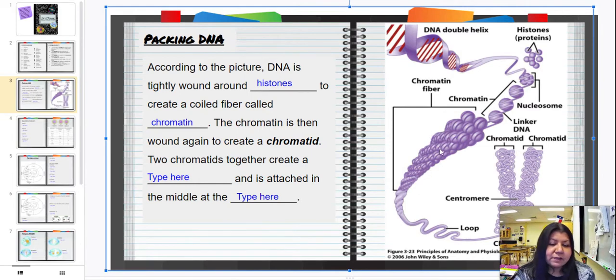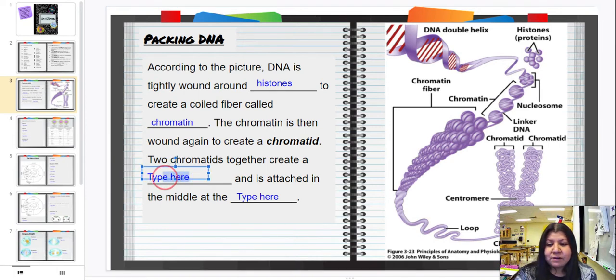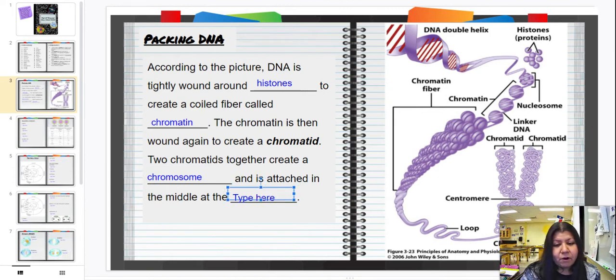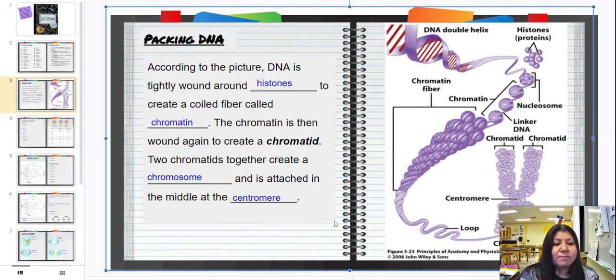From our chromatin fiber, it's going to wind up again, and it's going to create something called a chromosome. A chromosome just looks like a really big X. I like to call them fluffy X's. In the middle, because you can see we have two parts of that chromosome, it's attached together in the middle by something called a centromere. That's going to be important a little bit later on when we discuss the steps of mitosis. And these chromosomes, DNA is not always in this chromosome form. It's only at certain times of the cell cycle. Usually, it's going to be in this chromatin form, and that's when we see it under the microscope inside of the nucleus.